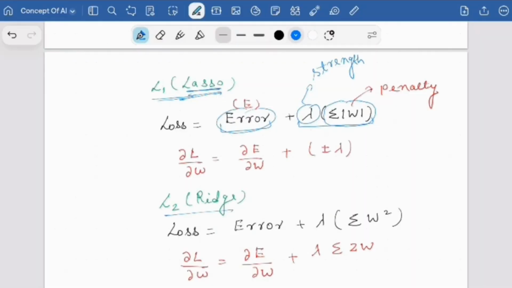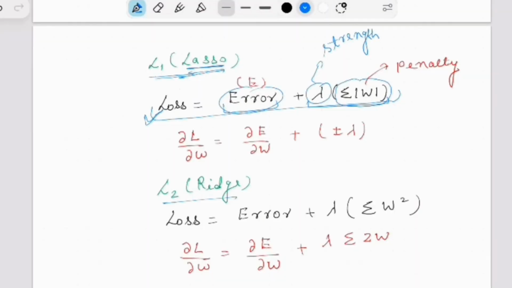Now we have to minimize this loss, so we will differentiate this loss function. For L1, del L over del W is equal to del E over del W, that is the error derivative, which is the normal thing, plus lambda, that is constant, times the derivative of the absolute value of the weights. If you differentiate the absolute value of W, you will get either plus 1 or minus 1. So here you will get either plus lambda or minus lambda.